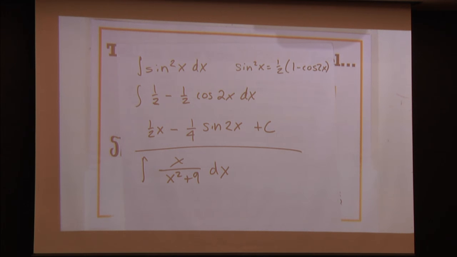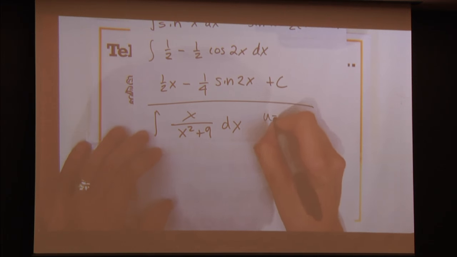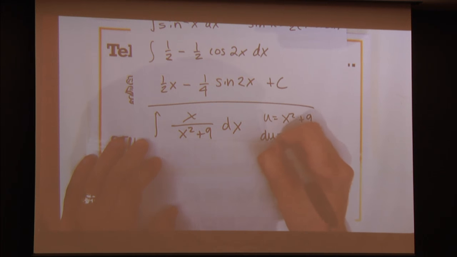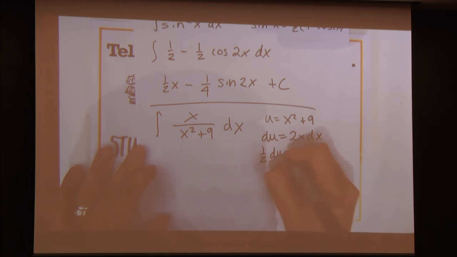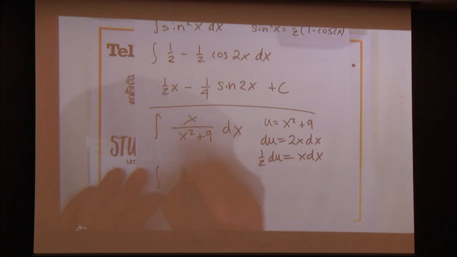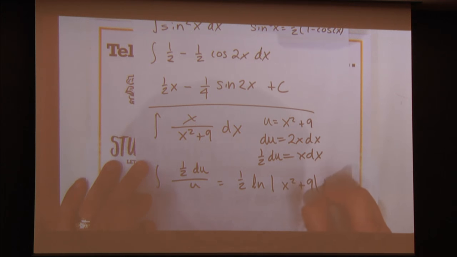So, actually, in this case, U-sub is easier. I'm going to do them both, but you'll see both. So if we want to do U-sub, then u would be equal to x squared plus 9, du is 2x dx, right? 1/2 du is equal to x dx. So therefore, we have 1/2 du over u. This is equal to 1/2 ln of x squared plus 9 plus C.